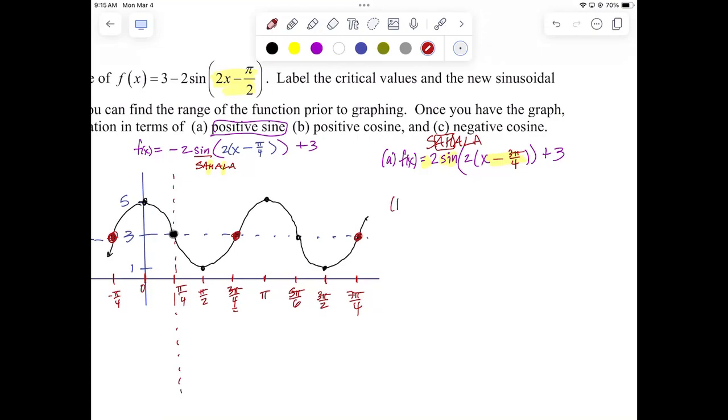Let's do the next part. It says do a positive cosine. So for a positive cosine, we'll do f of x equals positive 2. Now it's cosine. It's still going to be 2. Now it's x plus or minus something, something plus 3. All we got to do for a positive cosine is get over to where positive cosine starts. Positive cosine is Chala. Now for sine, you have to be careful because you could be on the axis going up or on the axis going down.